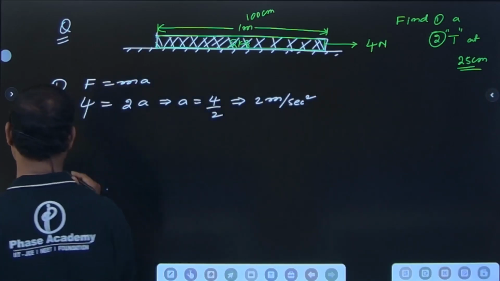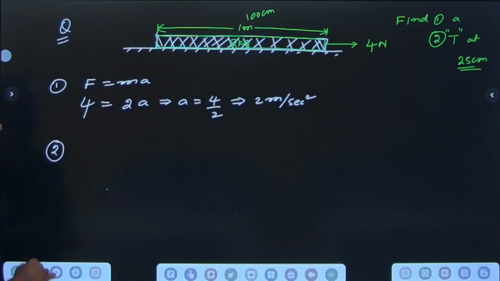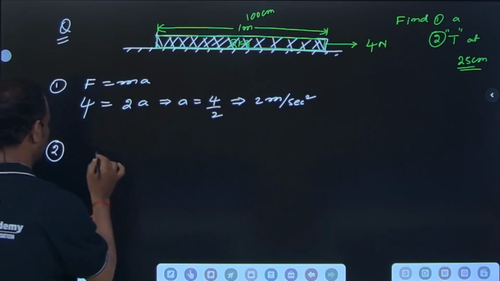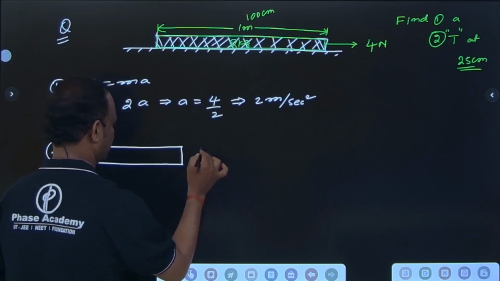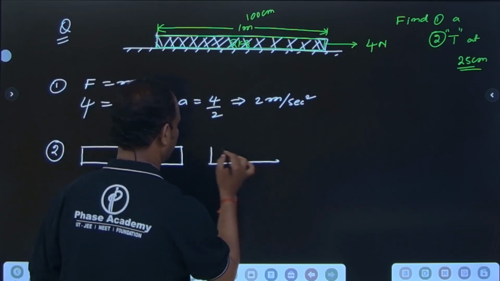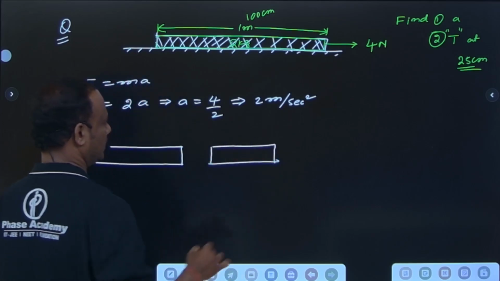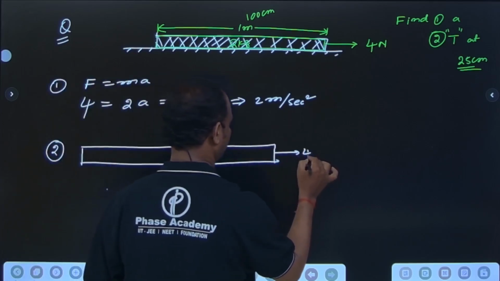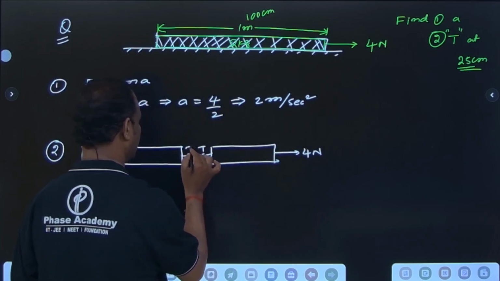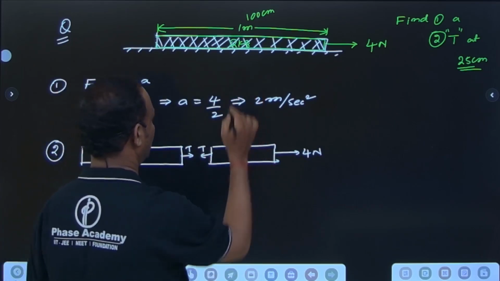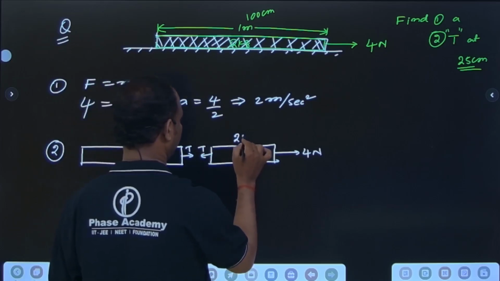Now the second one. Here, where you want to find it? You divide it like a 2-block system. This is 4 Newton. Tension is T, same again. T at this position. At what distance is it asking? 25 centimeter.